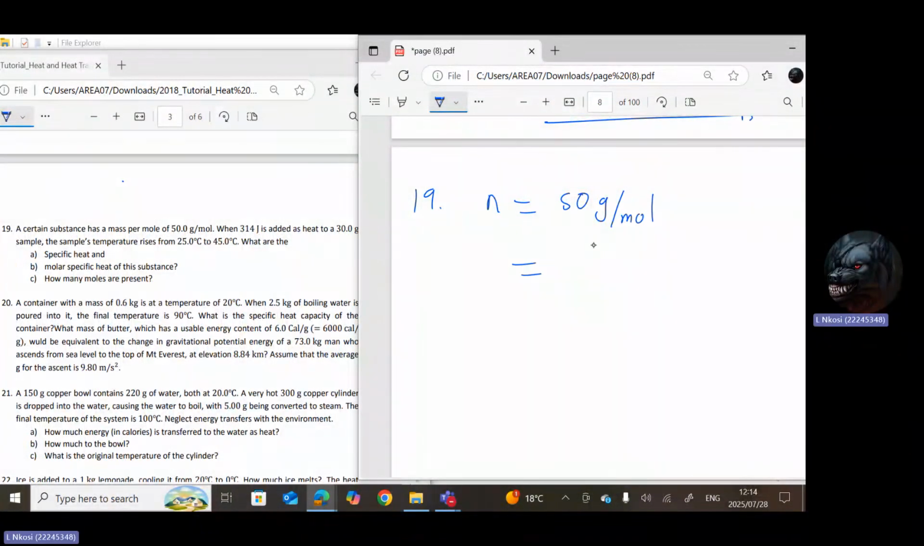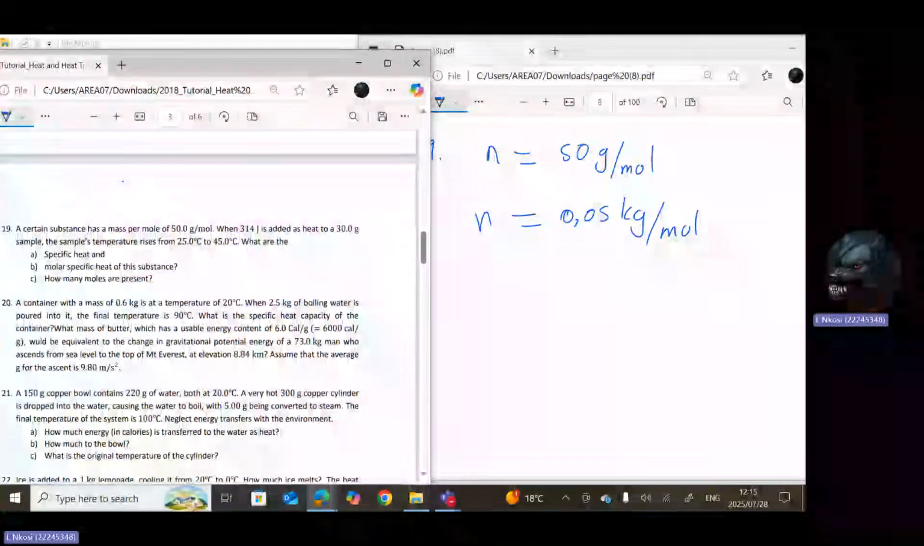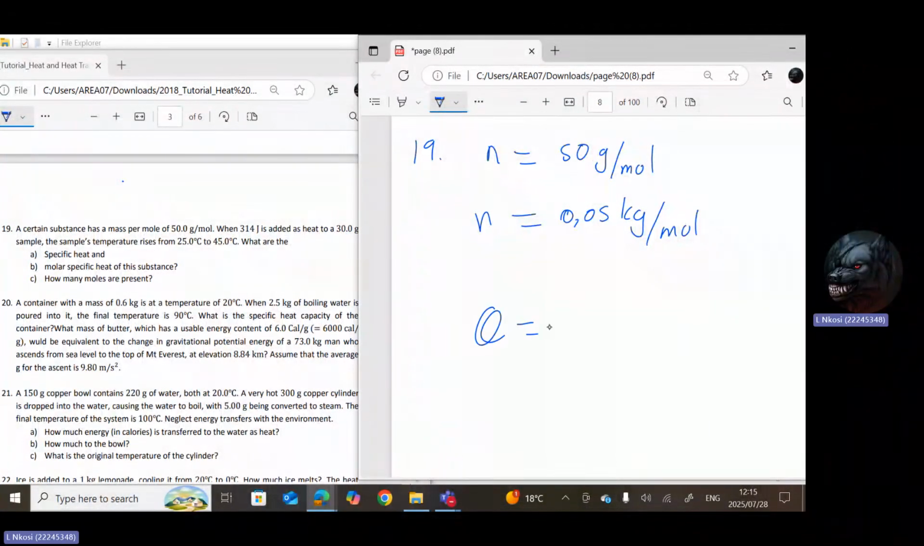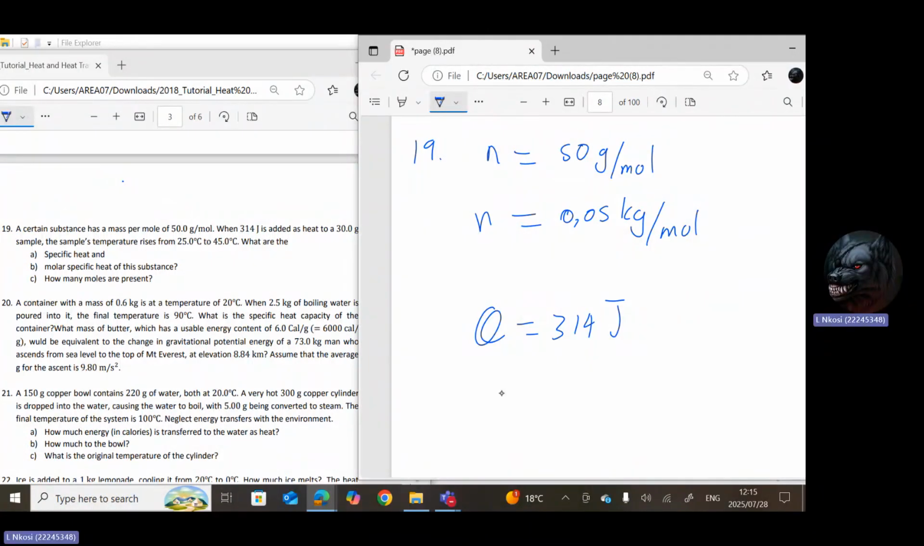Which when you convert it is 0.05 kilograms per mole. Okay, but when 314 joules is added as heat, the heat added is 314 joules, as related to a 30 gram sample. So the mass of the sample is 30 gram, which is 0.03 kilogram.